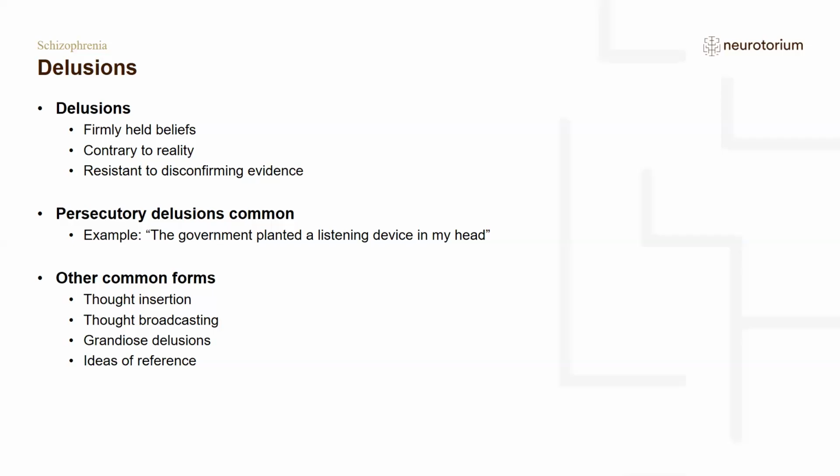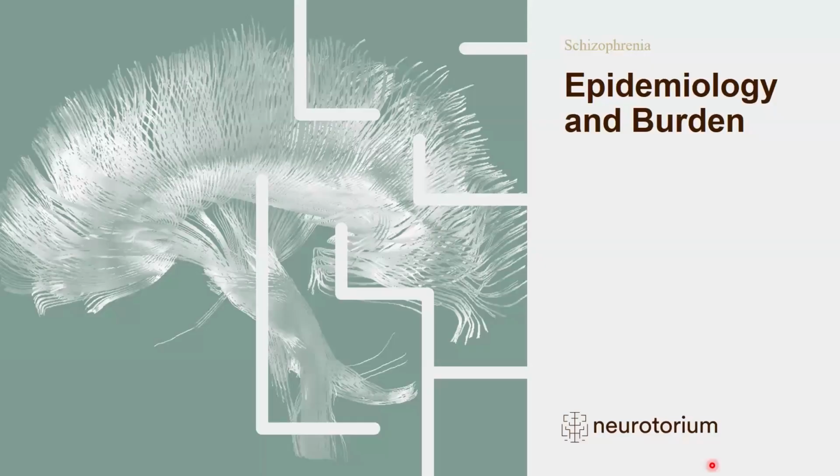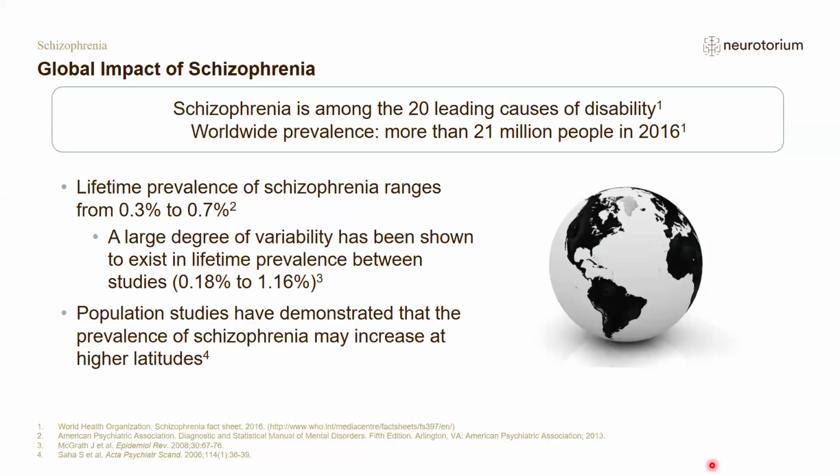And the most common type of delusion is the persecutory delusion, where someone believes that they are being watched, followed, or harmed. However, there are so many other forms of delusions out there that we need to be cognizant of. Allow me to take you into the epidemiology and the burden of schizophrenia.